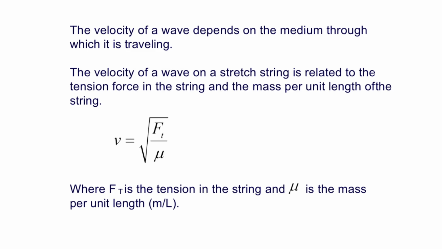The velocity of a wave depends on the medium through which it's traveling. The velocity of a wave on a stretch of string is related to the tension force in the string and the mass per unit length of the string. Therefore, velocity is equal to the square root of the force of tension on the string divided by mu, which is the mass per unit length.